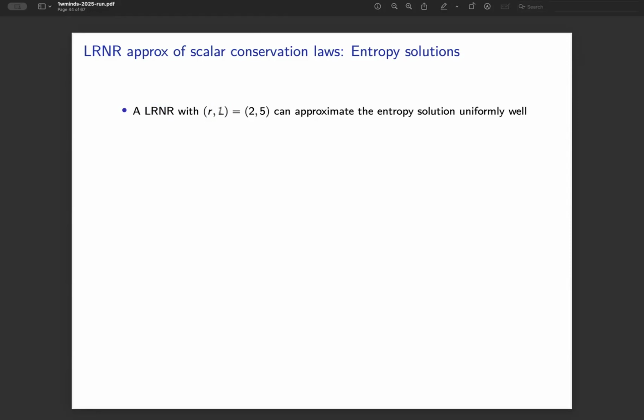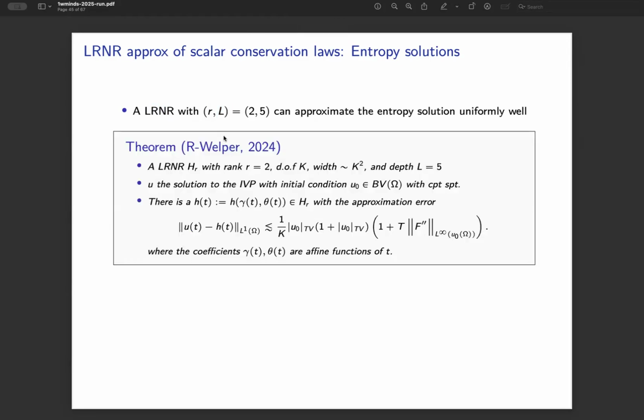So in a way, increasing the number of layers in the learner gives you a lot more flexibility in handling shock interactions and rarefactions and so on. So this is the technical statement. The important thing here is that our initial condition, we're really assuming it to be of bounded variation and compact support. So there is really no interaction with the boundary. And another thing is that the coefficient parameters are going to have an affine dependence on t.